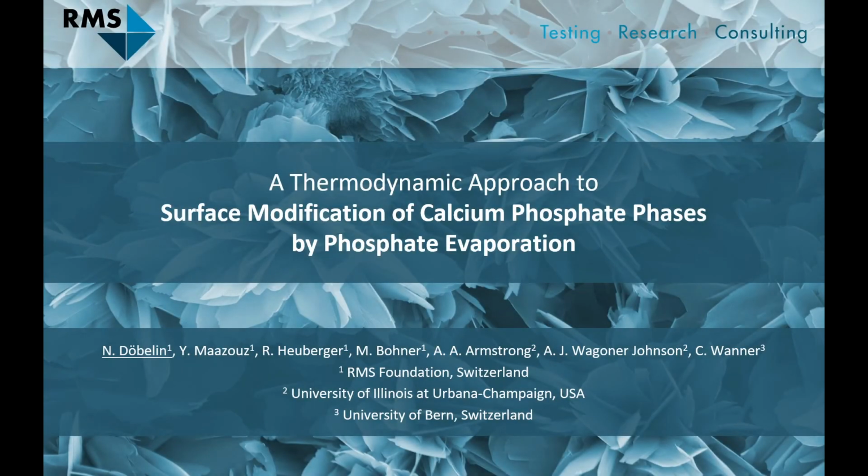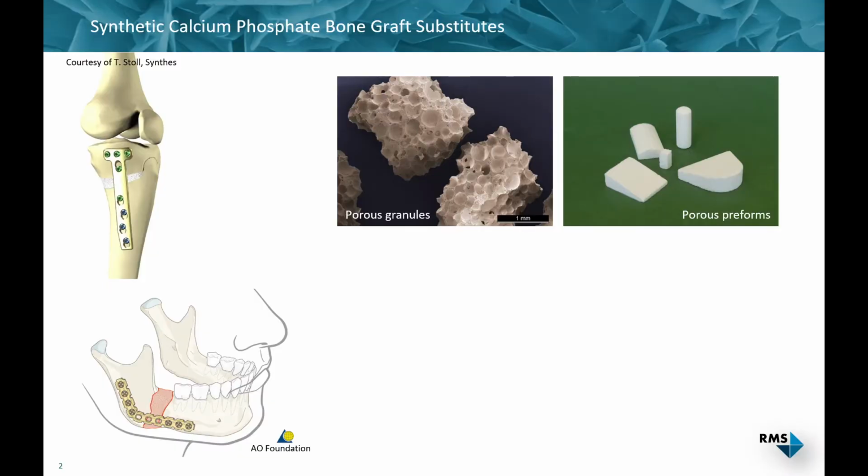Hi everyone, I'm going to present the results of our study on the evaporation of phosphate species from calcium phosphate ceramics during high temperature treatment. Calcium phosphate ceramics are commonly used as synthetic bone graft substitutes to fill large bone defects, and the majority of products is used in the form of either porous granules or porous preforms.